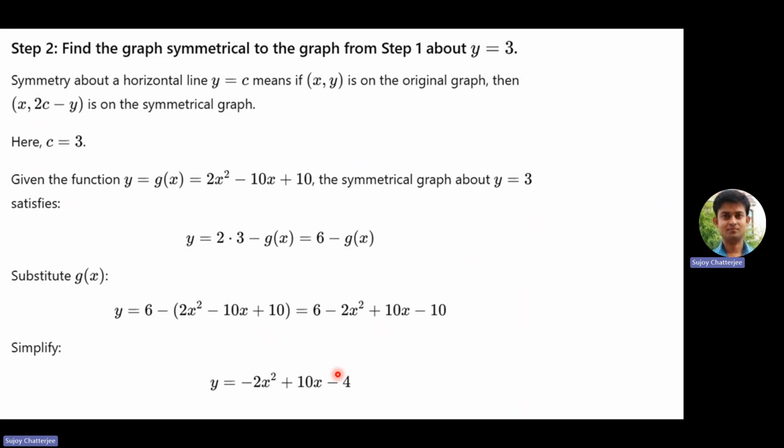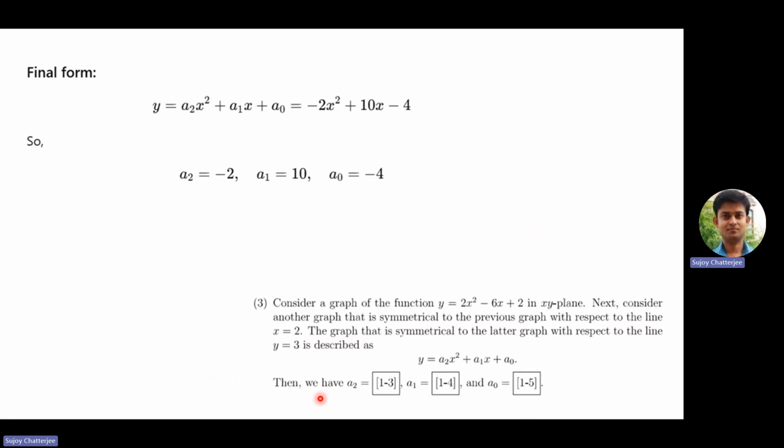And finally, after simplification, we get this equation: y is equal to minus 2x square plus 10x minus 4. So the final form which is given in the question is y is equal to a2x square plus a1x plus a0, and what we have found is y is equal to minus 2x square plus 10x minus 4. So we can directly consider the coefficients here, and we can simply write that a0 is minus 4, a1 is 10, and a2 is minus 2. So the answers are minus 2, 10, and minus 4.